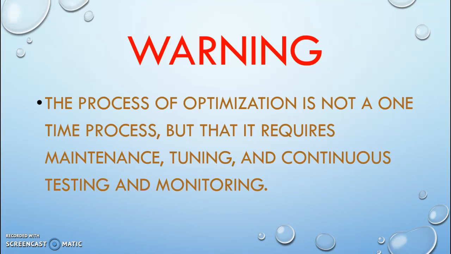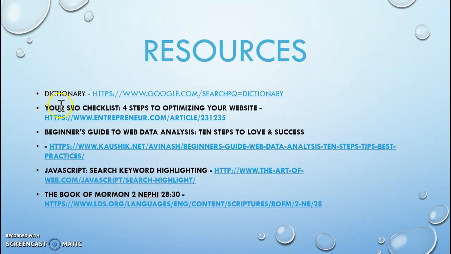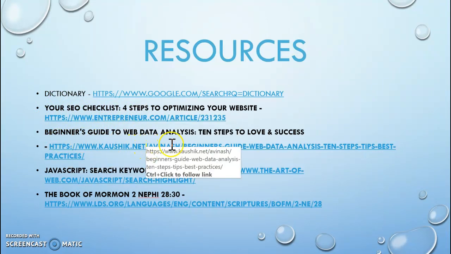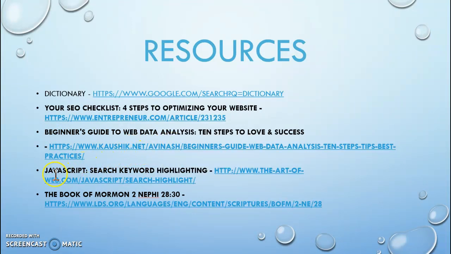I hope that I was able to help you out somewhat with this. These are the resources that I used. The dictionary. This is where I found the article by John. This is the Beginner's Guide to Web Data Analysis. The JavaScript search keyword highlighting, so I was able to understand how a search engine is able to know which websites are better and has the more information. And this is where I got the scripture from the Book of Mormon off of LDS.org.